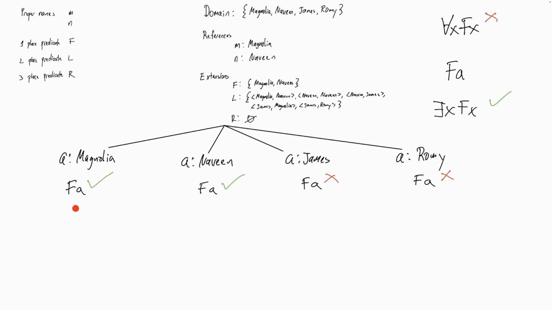Since Fa is not true on each one of those expanded valuations, it's false on two of them, for all x Fx is not true on the original valuation. By contrast, because Fa is true on at least some of the expanded valuations, it's true on two of them, there is an x Fx is true on the original valuation.